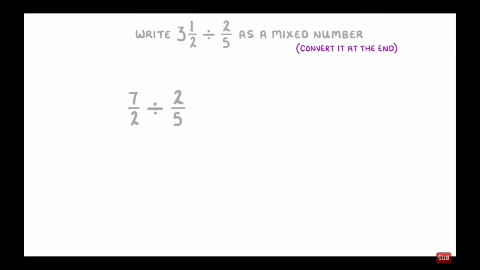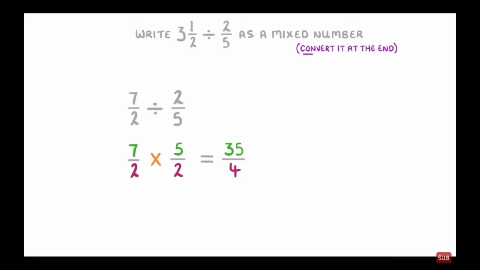And our question now reads 7 over 2 divided by 2 over 5. Then, like always, we flip the 2 over 5 upside down to get 5 over 2, and change the divide to a multiply. So we're going to have to do 7 times 5, which is 35, and 2 times 2, which is 4, to get 35 over 4. And we can't simplify this at all.